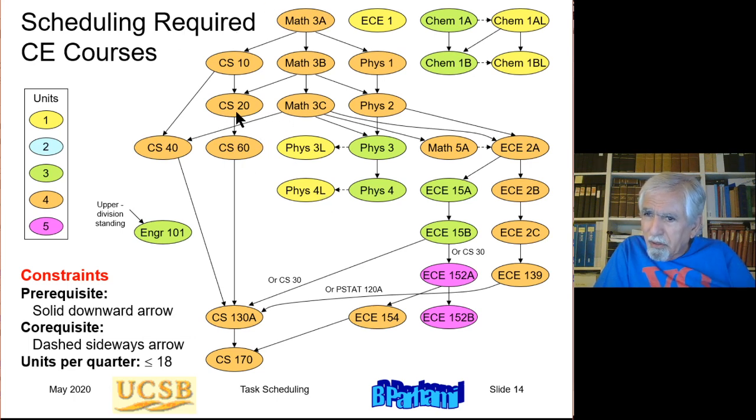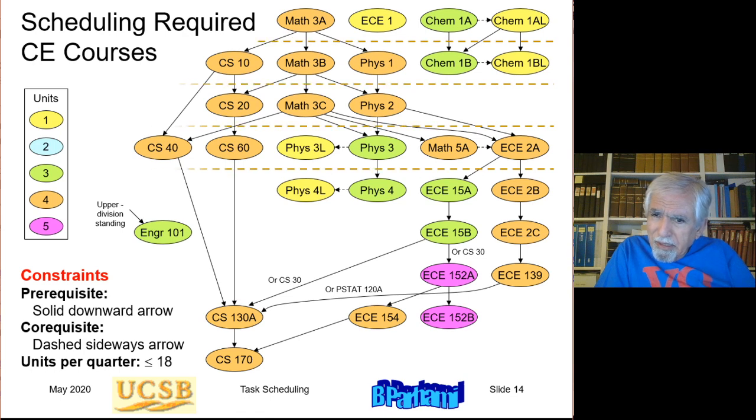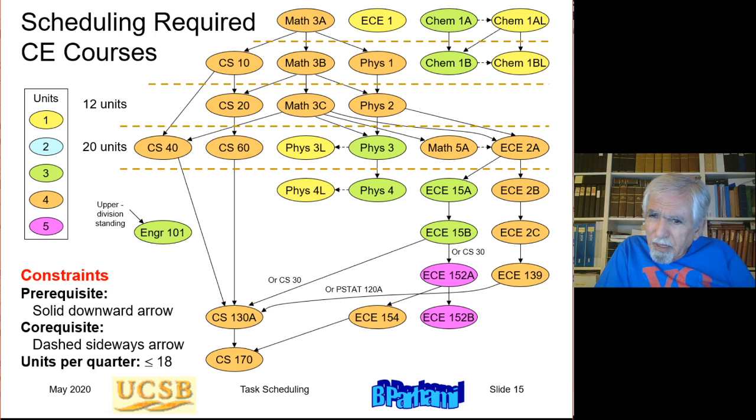Then these 3 in the third quarter. Again, that's 12 units. When I get to this quarter, that layered approach fails because I have 4, 8, 9, 12, 16, 20 units. That is too many units for one quarter. Then I can basically modify this diagram by moving, let's say, CS40 to a later quarter, and then modify the connections.